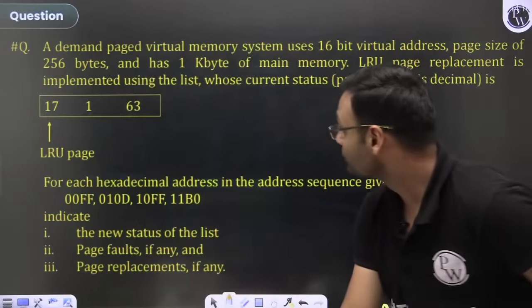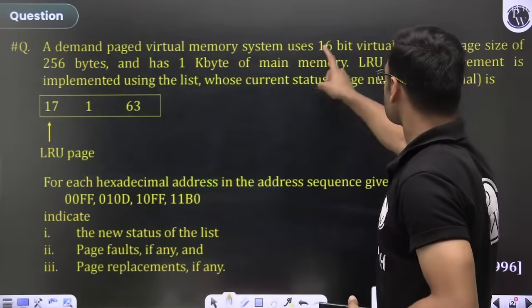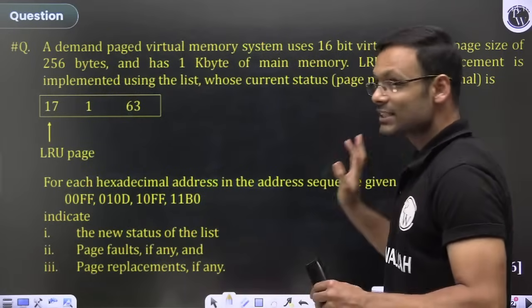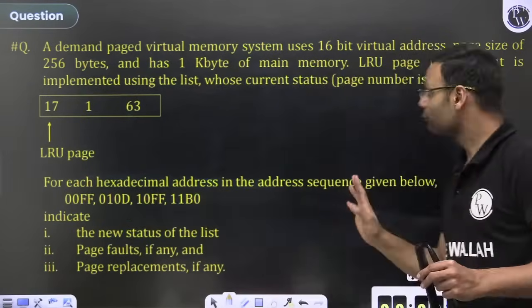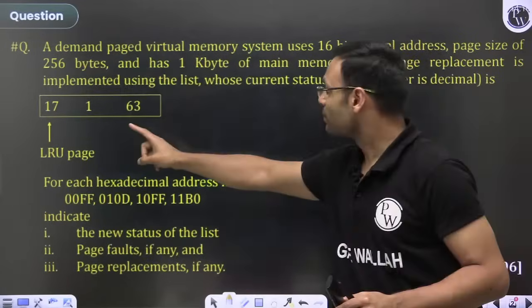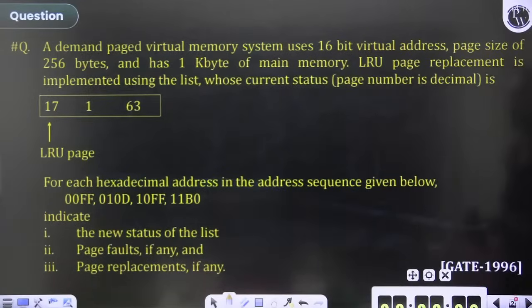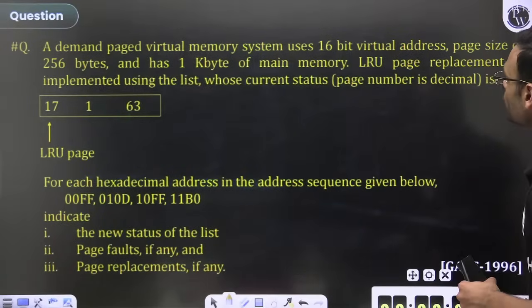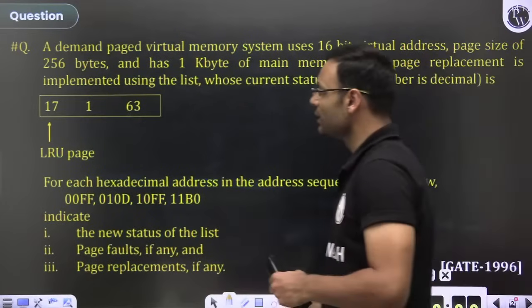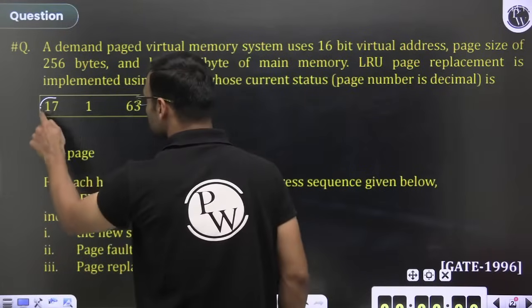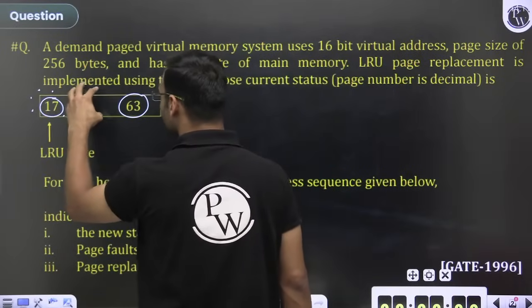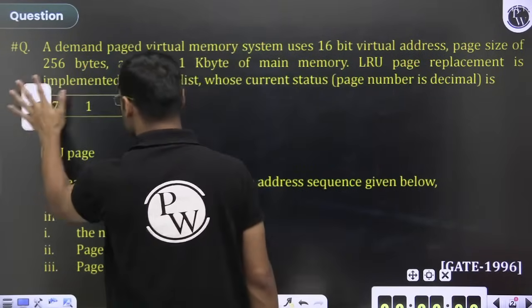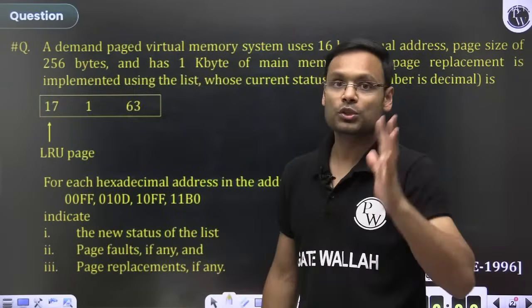Okay. Fine. Whatever has happened, happened. Let's try to solve this. A demand paged virtual memory system has 16-bit virtual addresses. 16-bit addresses are 4 hexadecimal digits, that's why these addresses are 4-digit. Page size is 256 bytes and main memory is 1 kilobyte. LRU page replacement is used, using a list whose current status is given like this. This is the least recently used, so the most recently used is this. We have used page number 17, after that 1, then after that 63. So 63 is the page just used.